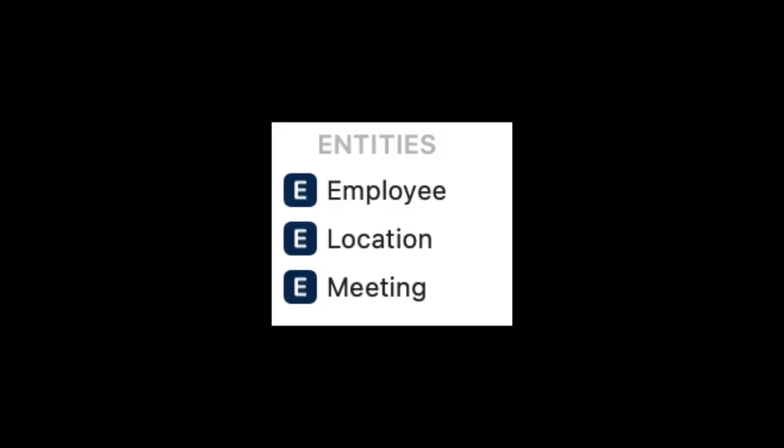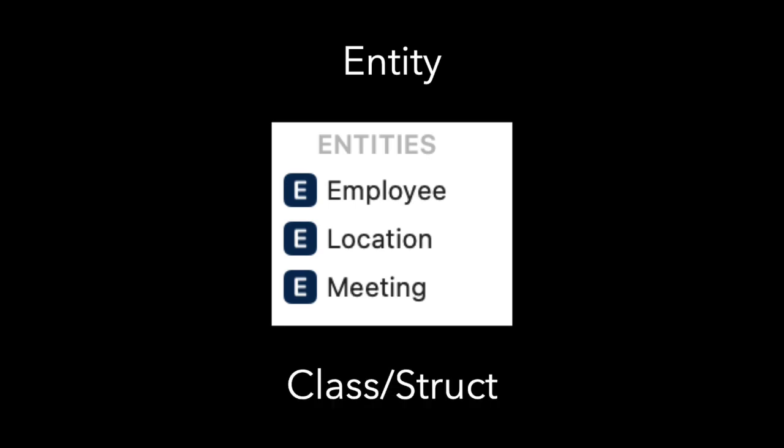Say we're building an app that manages meetings for us, and we have to know which employees are going to be at the meeting and where the meeting is. So we have these entities: Employee, Location, and Meeting. You can think of an entity like a class or a struct. Traditionally, people like to think of them in database terms, but I'm trying to move you in the direction of SwiftData, so start thinking of them as you would code them up in Swift.